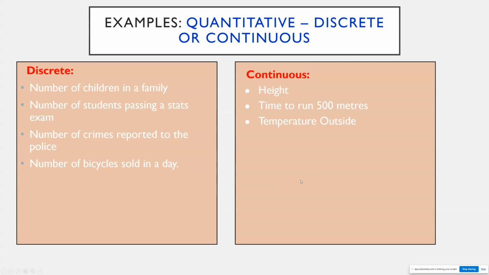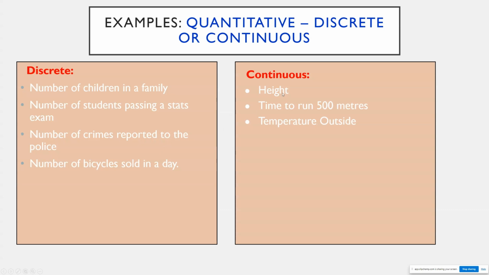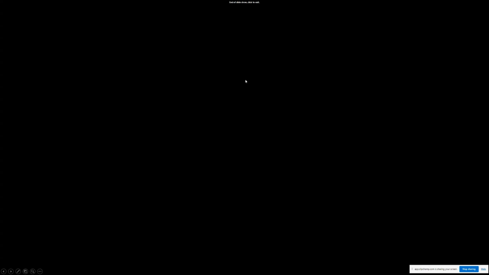Discrete. These are counts: number of children in a family, number of students passing a stats exam, number of crimes reported, number of bicycles sold in a day. See how those are? You can think of discrete as counts of some type. Things that are continuous, like how tall people are, heights. One of the things we do is report feet and inches. If someone's 5'10", the next highest person's 5'11". Well, there's a whole inch in there that somebody could be. Time to run 500 meters, the temperature outside. So the way you could think about continuous: if you need some type of tool to measure it, it's probably continuous. Where if it's a count, it's probably discrete.